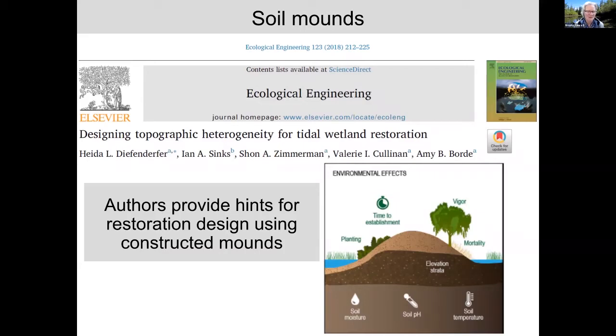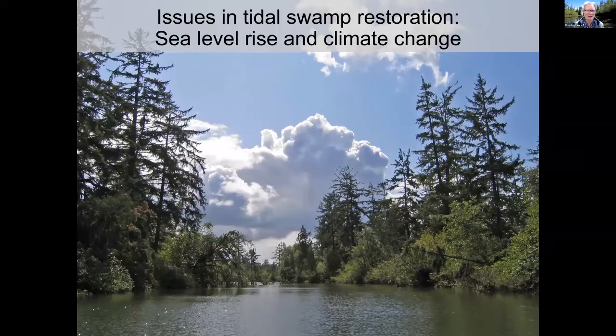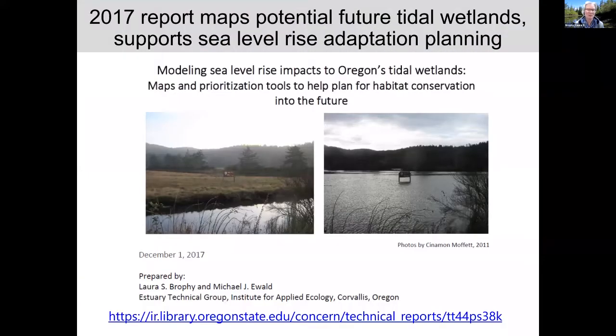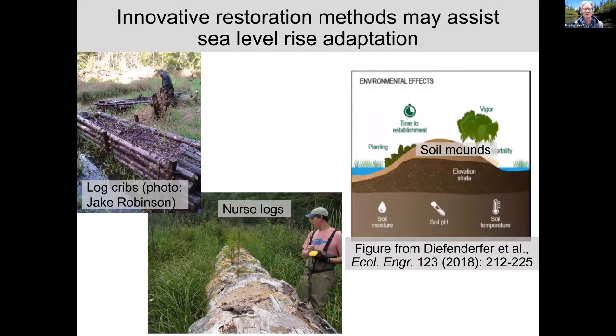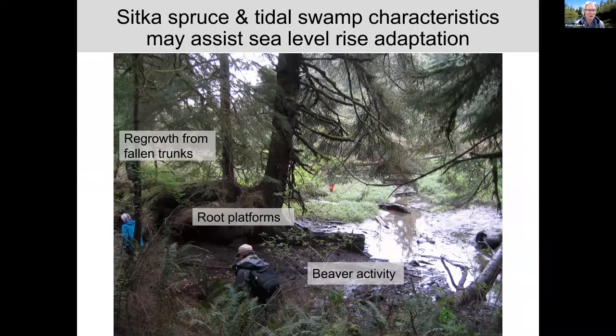So sea level rise, I'm not going to dwell on it. It's an issue, obviously. We need to be aware of it. We've done some studies to map potential future tidal wetlands. People can use those to try to find a good spot for restoring future tidal swamp. And then many of these same innovative methods will help deal with sea level rise too. And some of the characteristics of the swamps themselves will help as well, like these root platforms and beaver activity.